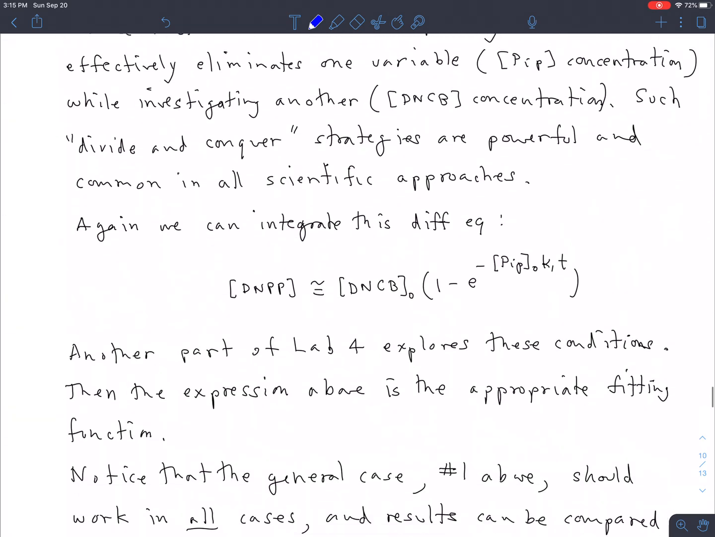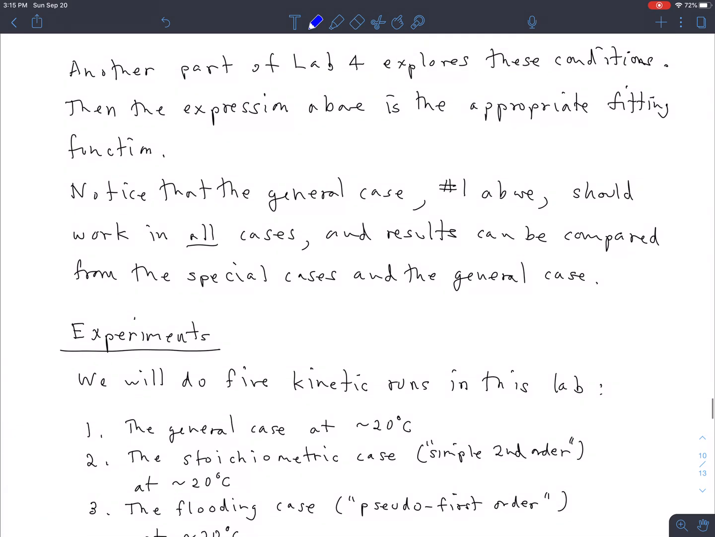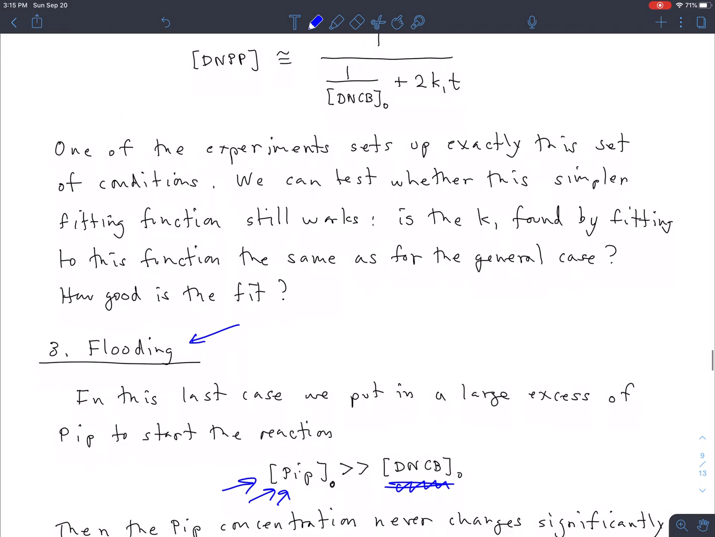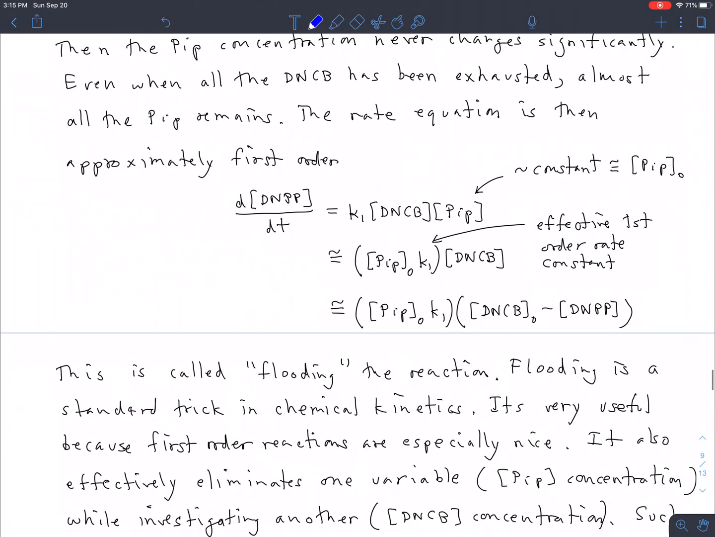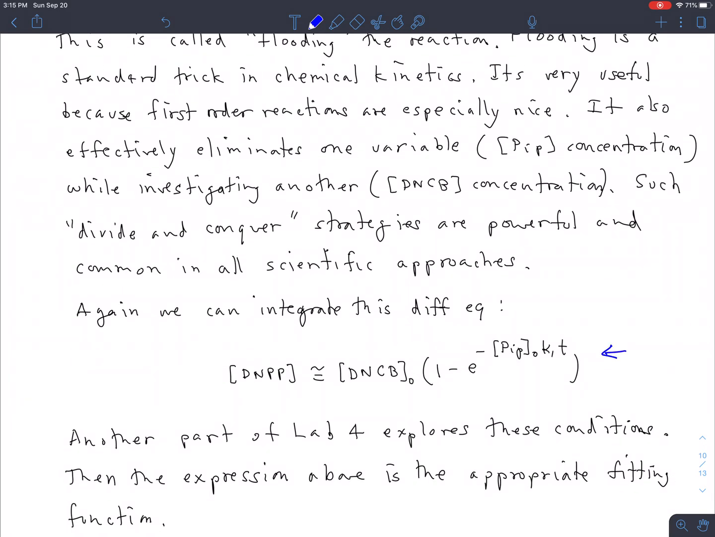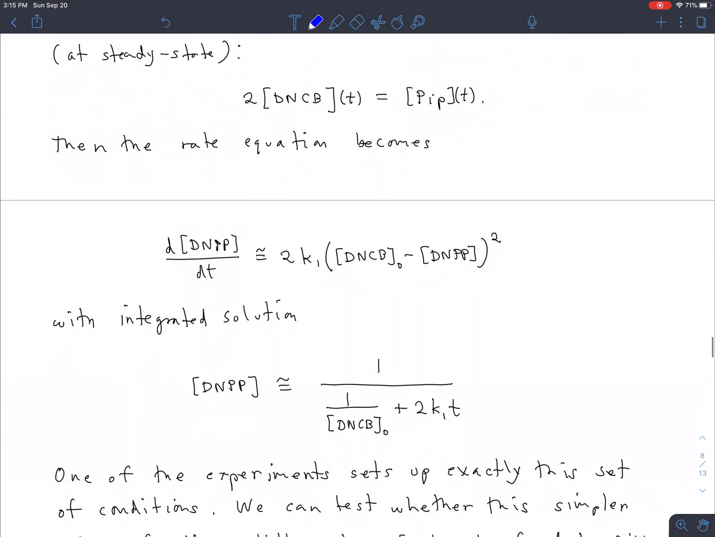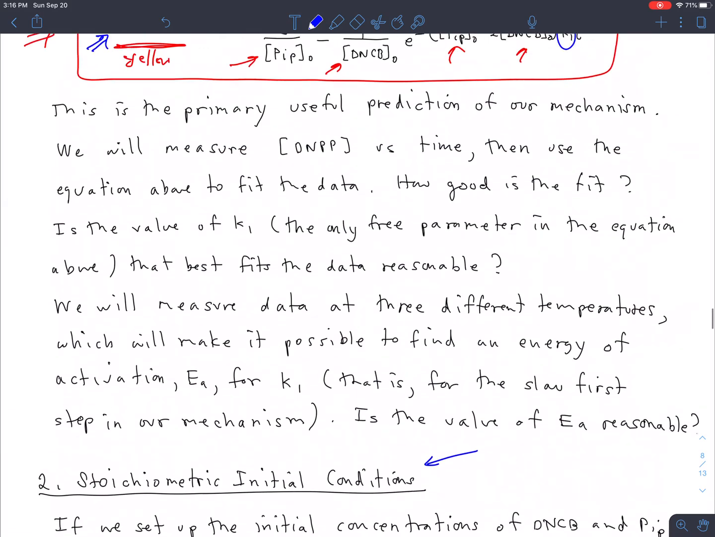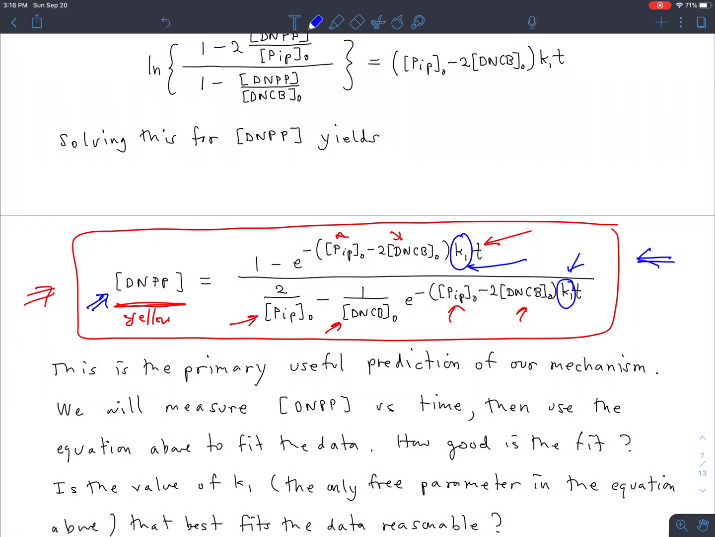All right, so those are the two special cases. Then there's a general case where we don't have any special conditions, where we just mix a certain amount of both and let things run. These two special cases have special fitting functions. Here's one of them for the flooding case. And here's the other one. This is the fitting function for the stoichiometric case. And then there's the third case where nothing is special, in which case we use our general expression up here.